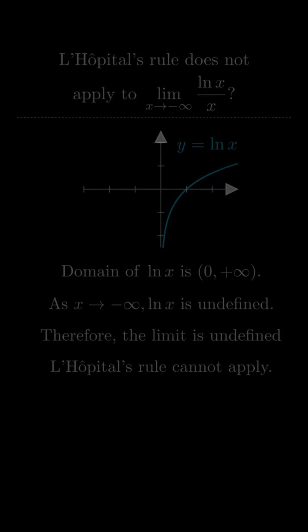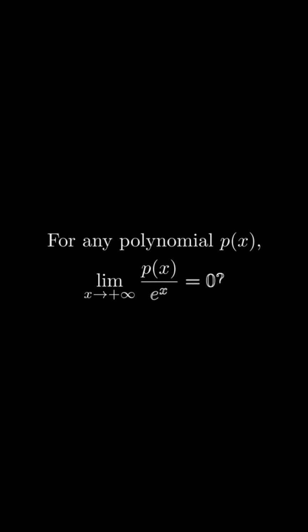Next, consider this statement. For any polynomial p of x, the limit of p of x over e to the x as x approaches positive infinity is equal to 0. This statement is also true. Let n represent the degree of the polynomial. Since both the numerator and denominator grow without bound, we begin with the indeterminate form infinity over infinity.